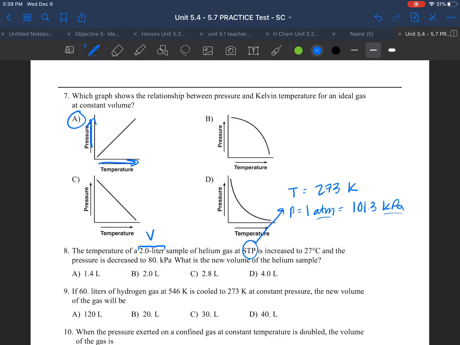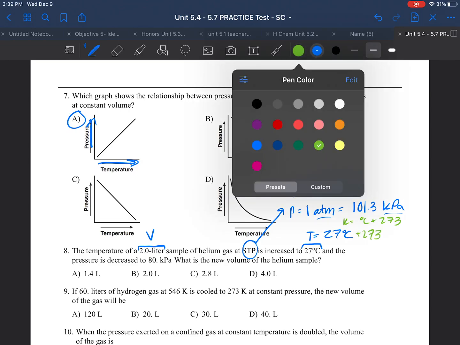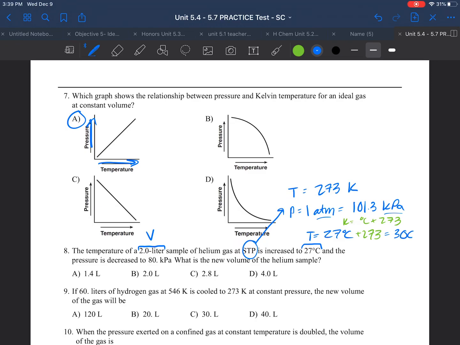We're increasing it to 27 degrees. So here is another temp, but it's in 27 degrees Celsius. In order to convert that to Kelvin, remember that Kelvin is equal to degrees Celsius plus 273. So all we're going to be doing is adding 273. That gives us 300 Kelvin. And then it says the pressure is decreased to 80 kPa. So here's another pressure. That tells us we're going to want to work with the standard pressure of 101.3 kPa. And then lastly, it's asking what is the new volume. So we have another volume variable.